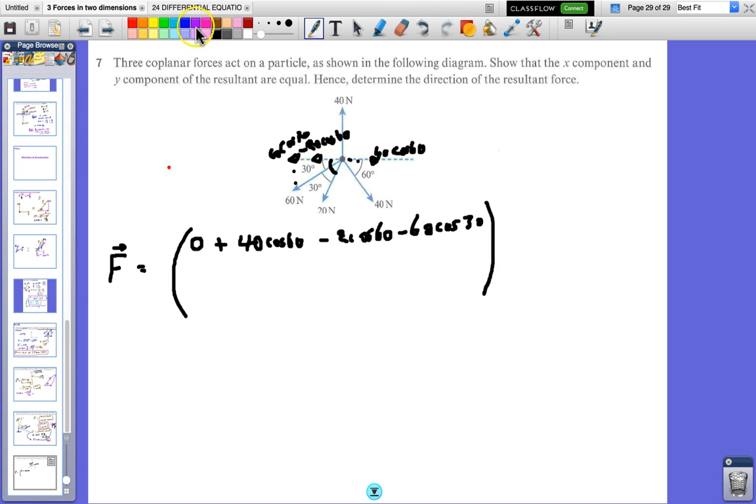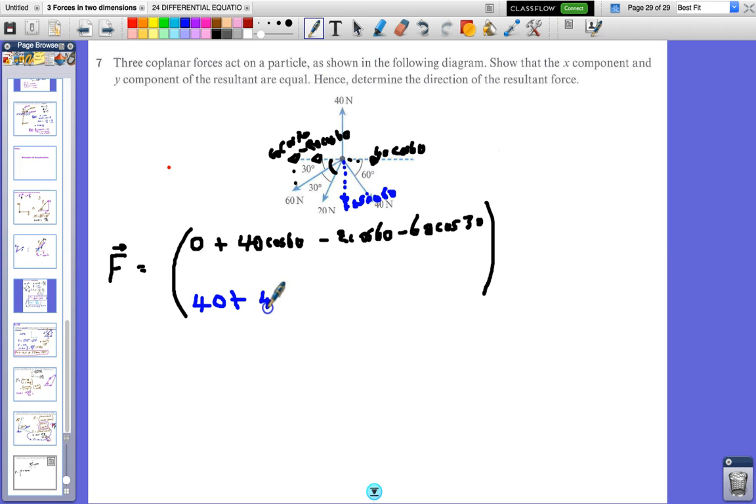Now for the y components of the forces. For the 40 Newton force, the y component is 40. It's just 40 since the x component is 0. You see, it's vertical. So plus, the y component of this other force is downward this way, and the value is 40 sine 60. If this is 40 cos 60, this should be 40 sine 60.